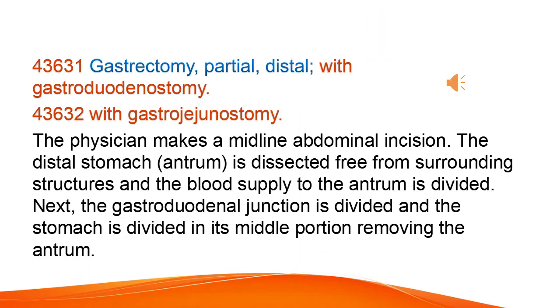Gastrectomy, partial, distal, with gastrojejunostomy. The physician makes a midline abdominal incision. The distal stomach, antrum, is dissected free from surrounding structures and the blood supply to the antrum is divided. Next, the gastroduodenal junction is divided and the stomach is divided in its middle portion, removing the antrum.